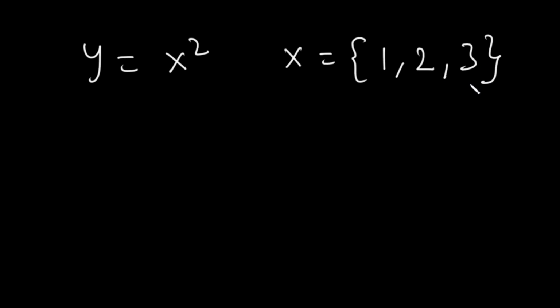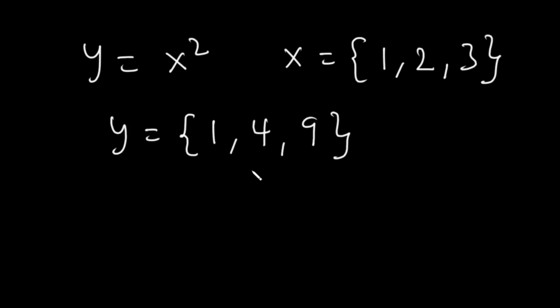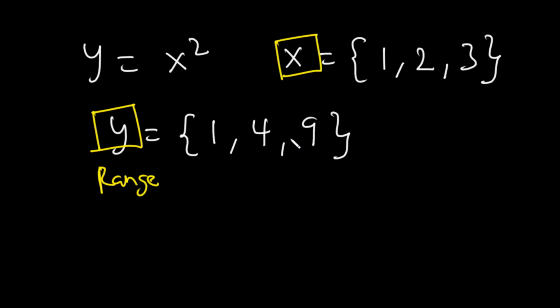So for instance, let's say we have a function y is equal to x squared, with x being 1, 2, and then 3. Then y is going to be 1, 4, and 9, because 1 squared is 1, 2 squared is 4, and then 3 squared is 9. In this case, y is called the output of the function, the range, or the dependent variable, because it depends on the values of x, and x is called the input to the function, or the independent variable.